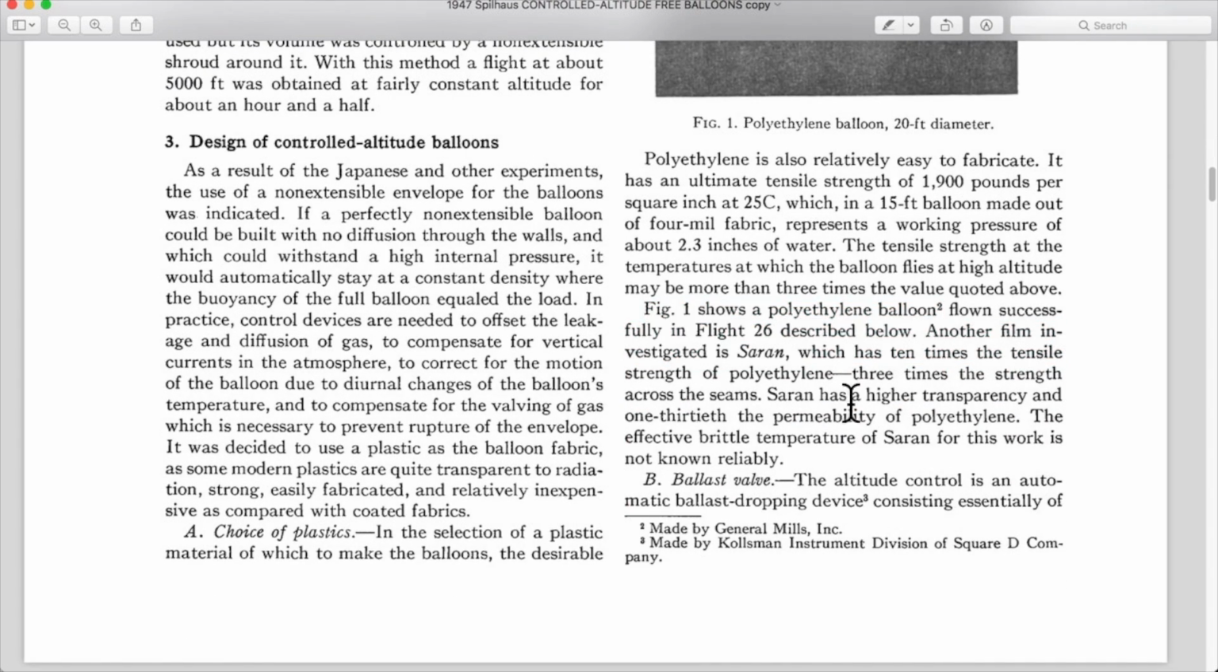Another film they investigated is saran, which has 10 times the tensile strength of polyethylene. And yeah, that is the saran of saran wrap. That's pretty interesting. They tried it for balloons. 3 times the strength across the seams. Now, strength of the seams is pretty important in balloons under pressure because it's difficult to make good seams in plastic balloons.